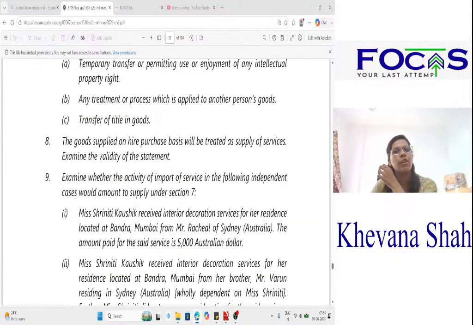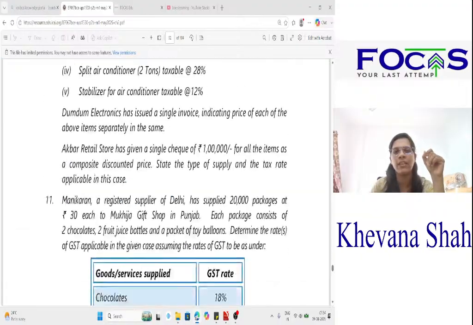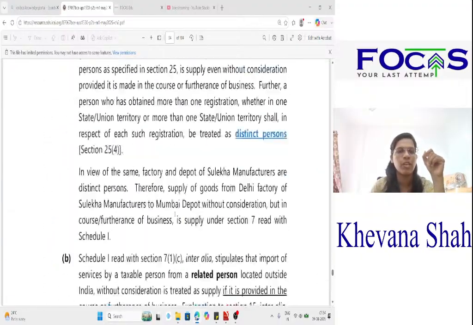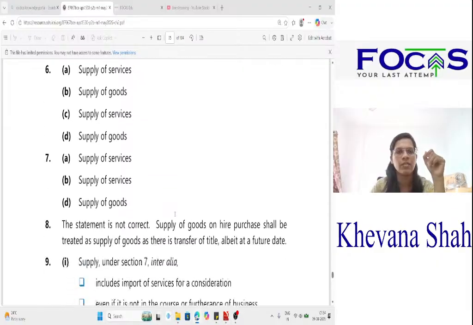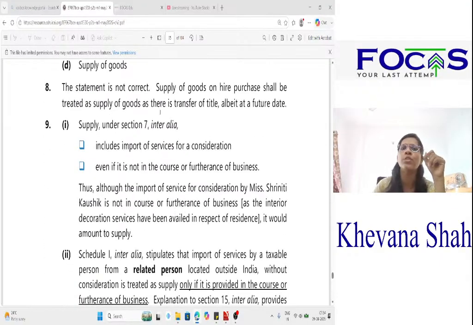The goods supplied on higher purchase basis will be treated as supply of services. Examine the validity of this statement. So what happens in hire purchase is, you are purchasing the goods, and after some time you will be actually taking the possession of the goods, which is transfer of title, and it is at a future date.